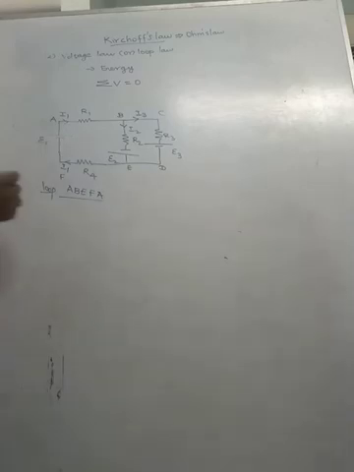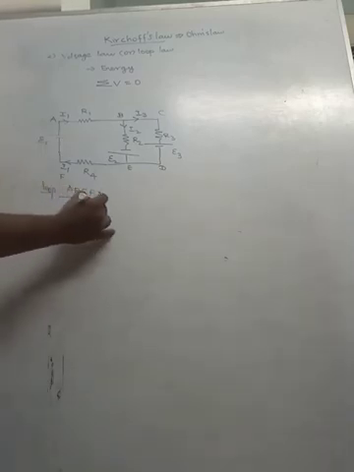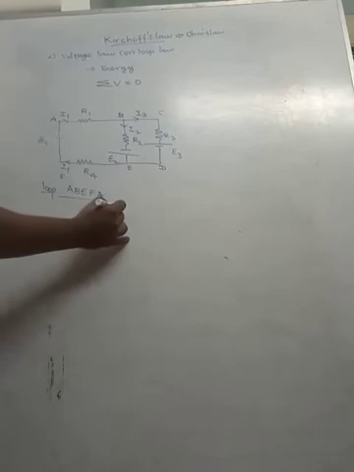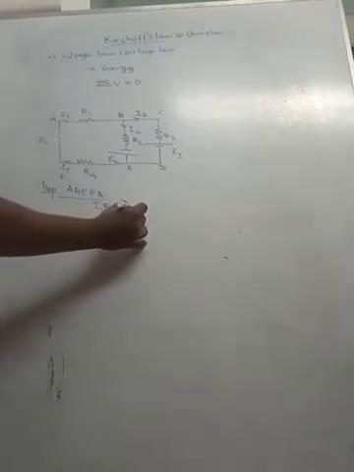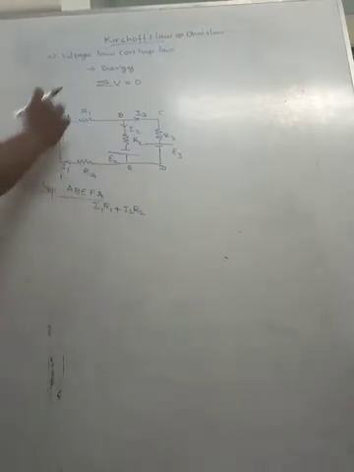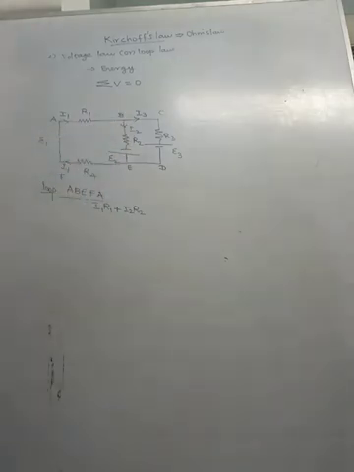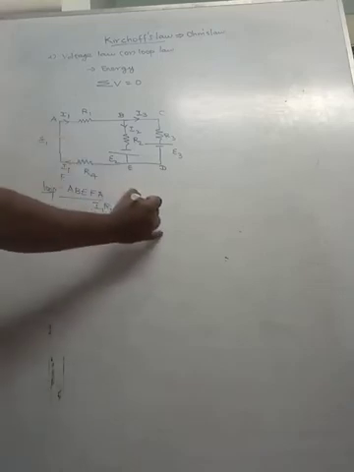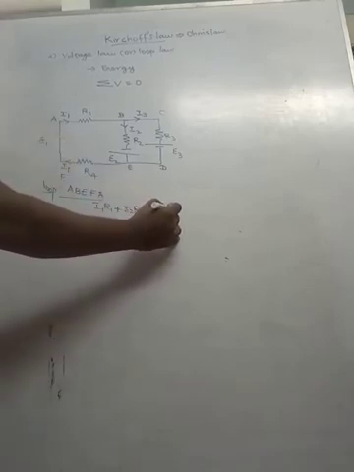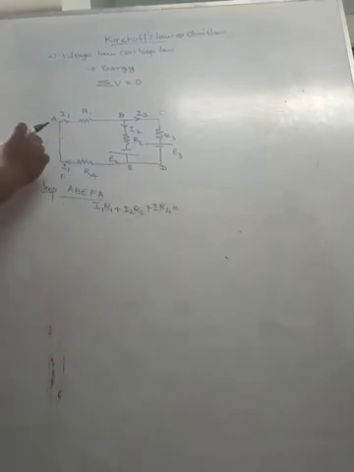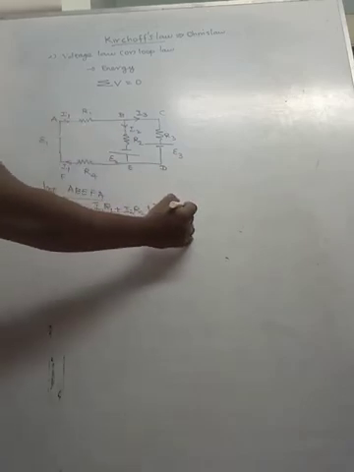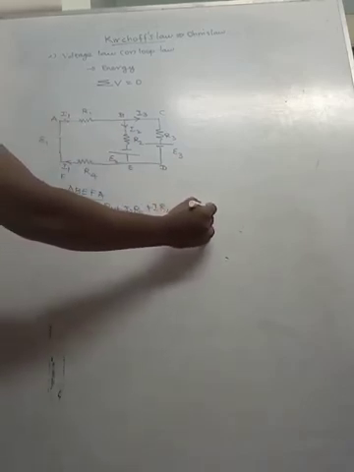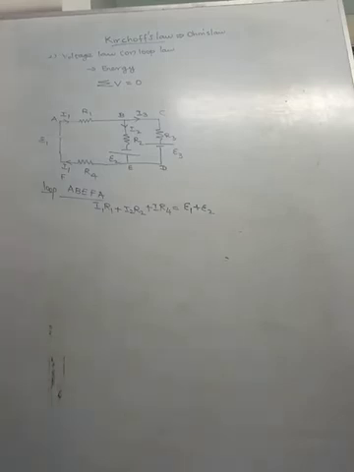In that loop, the algebraic sum of the product of current and resistance: I1 R1 plus I2 R2. Here all are plus because the currents are in the clockwise direction. If it is clockwise, you take it as positive. If it is anti-clockwise, you take it as negative. So I1 R1, then I2 R2, and I1 R4 is equal to the sum of the EMF. There are two EMFs in that loop, one is E1 and another one is E2. So you can write that as E1 plus E2.